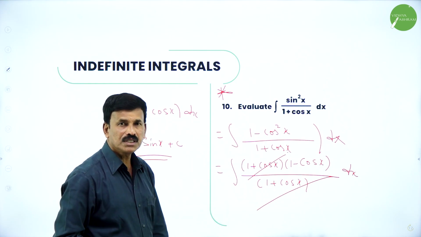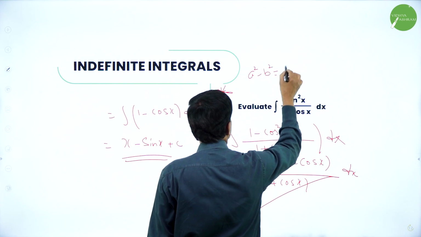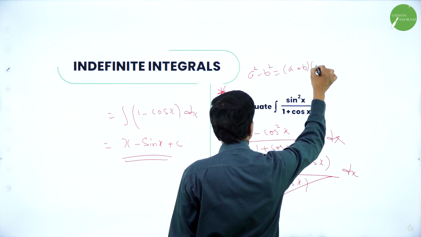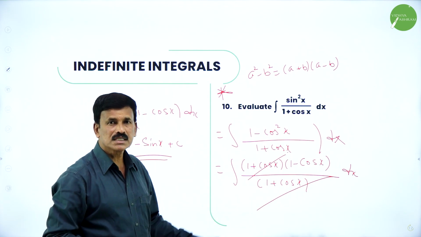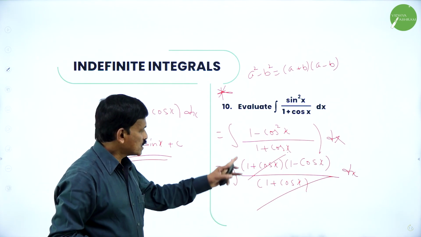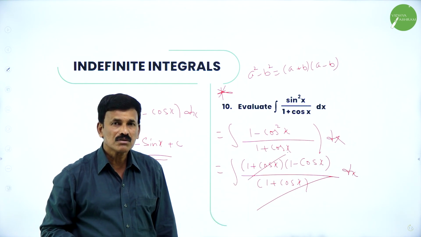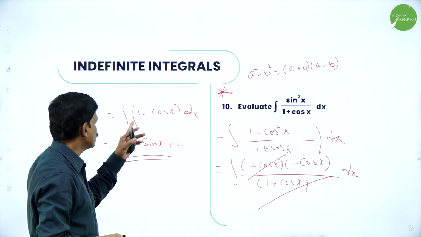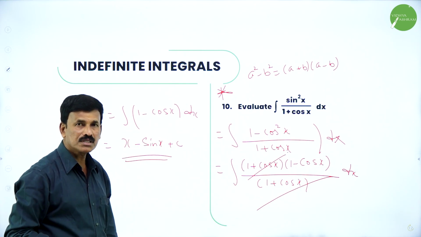Numerator 1 minus cos square is a square minus b square. A square minus b square can also be written as a plus b into a minus b: 1 plus cos x into 1 minus cos x. The 1 plus cos x in the numerator and denominator gets cancelled. What is left over in the numerator is 1 minus cos x. Integrate it. Integration of dx is x and cos x is sin x, plus c is the integrated answer.